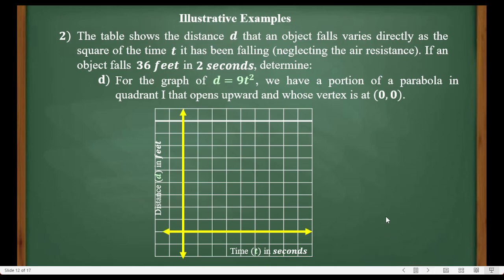When we talk about direct square variation, particularly when it comes to its graph, it is actually half of the parabola that opens upward, and half of that graph is situated in quadrant 1, which is drawn from the origin like this. If we plot those points, you will see that this is the graph, which is half of the parabola.